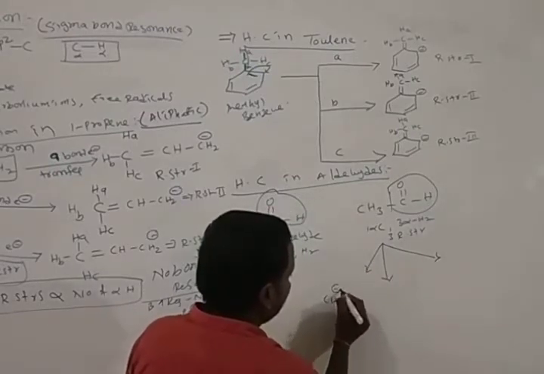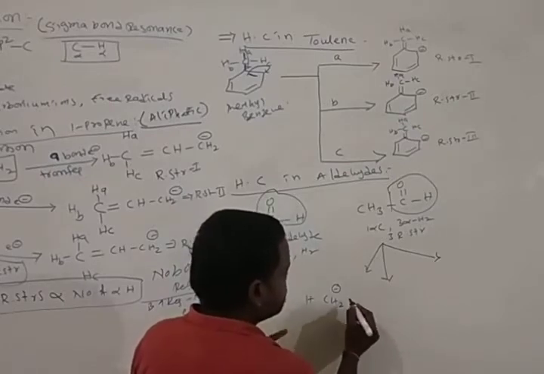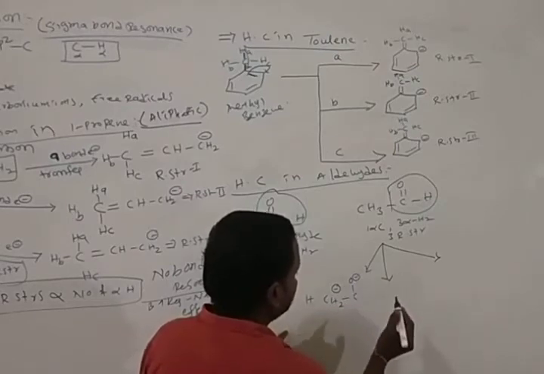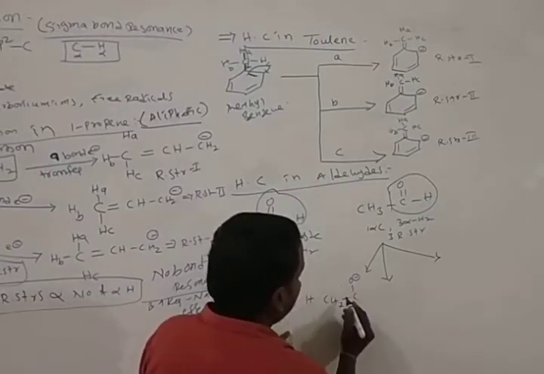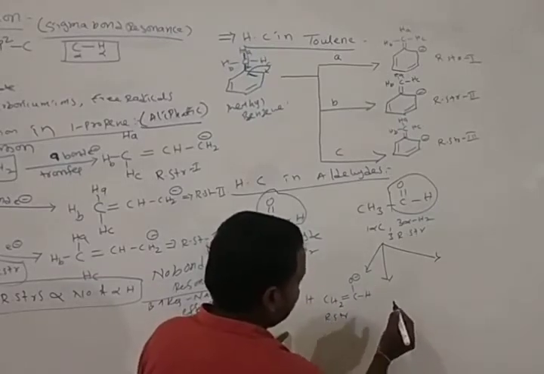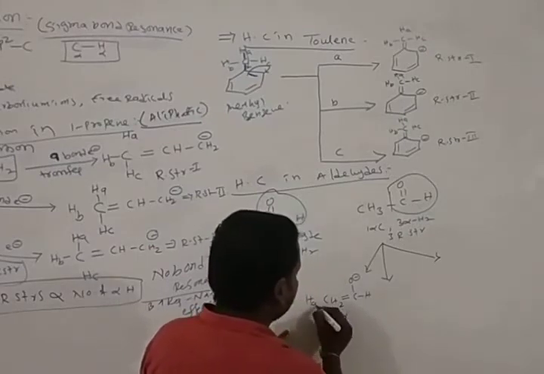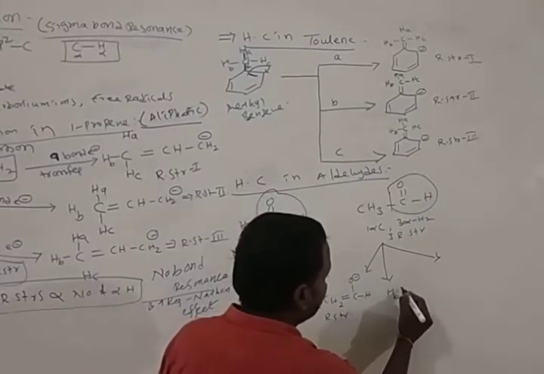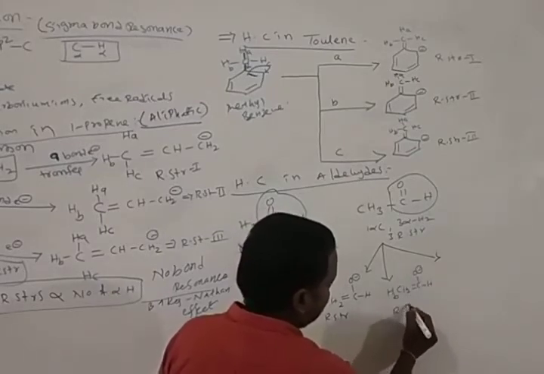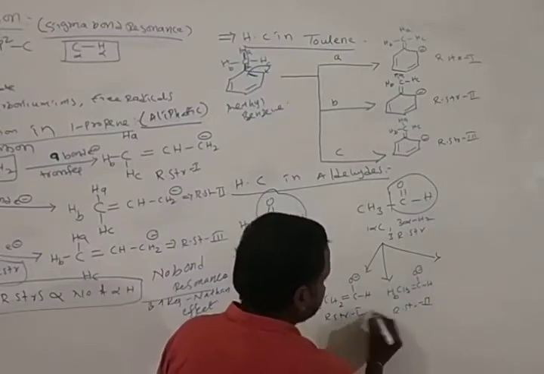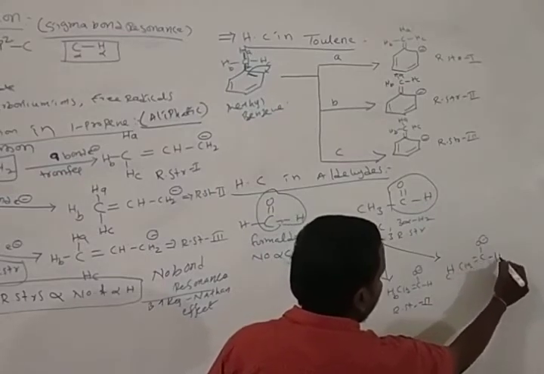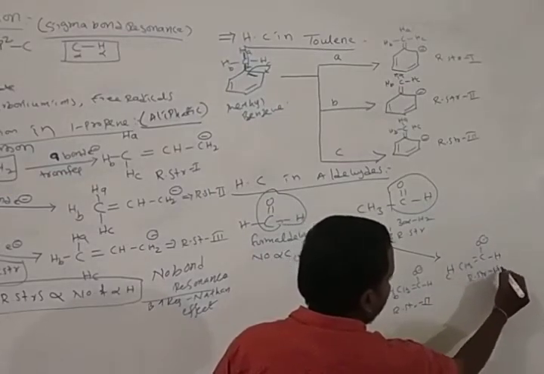CH2 minus H. Okay, here CO minus, CH2 double bond CO minus H. This is resonance structure 1. Same as these, 3 resonance structures. Suppose HB, CH2 double bond CO minus H, resonance structure 2. HC, CH2 double bond CO minus H, resonance structure 3.